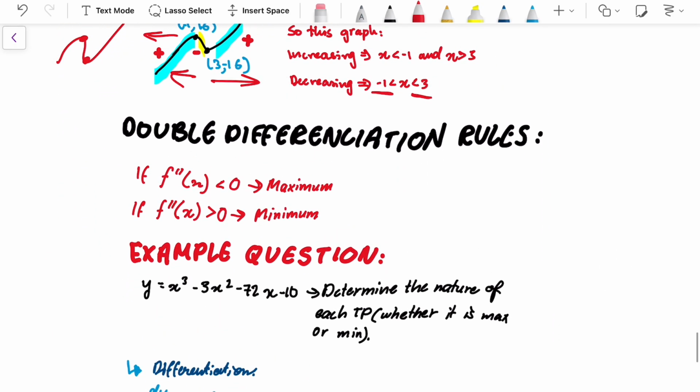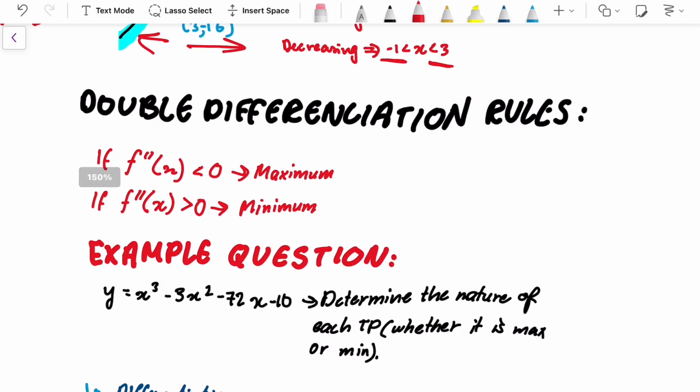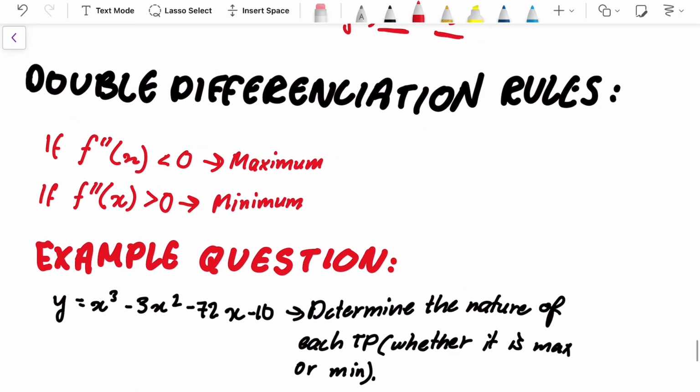Now let's look at double differentiation rules. Now this is when I said that you don't always have to draw out a graph to determine which is the maxima and which is the minima. So basically, we're going to do double differentiation.